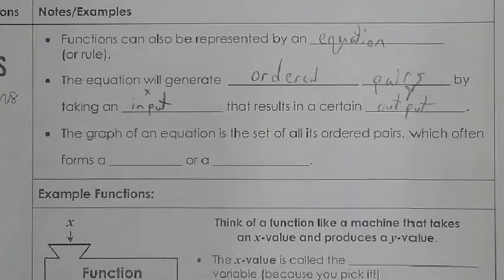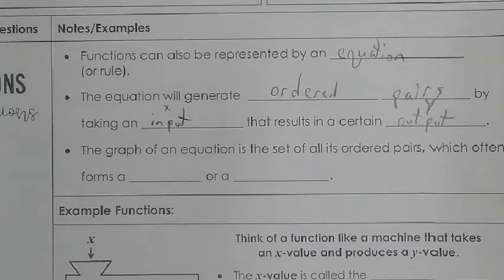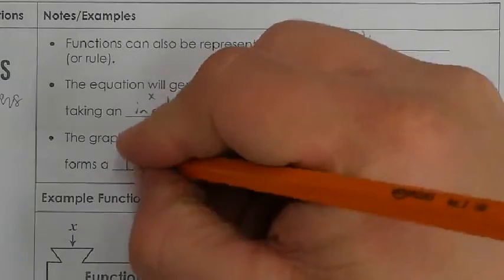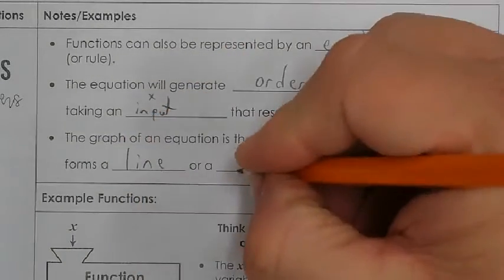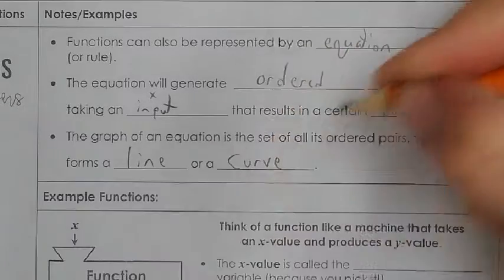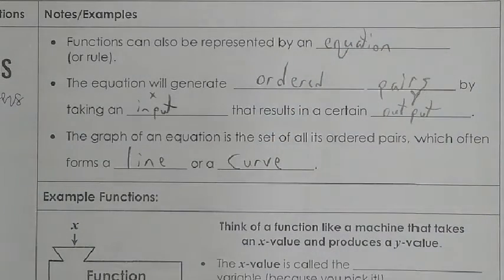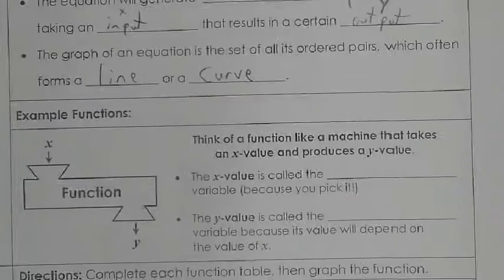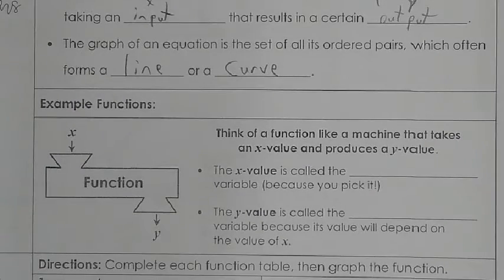The graph of an equation is a set of all of its ordered pairs, which often forms a line or a curve. So basically, you shouldn't have anything broken apart whenever you're doing this. And what is below is this thing called a function machine. And that used to be big, like whenever I was your age. They don't focus on that as much anymore.